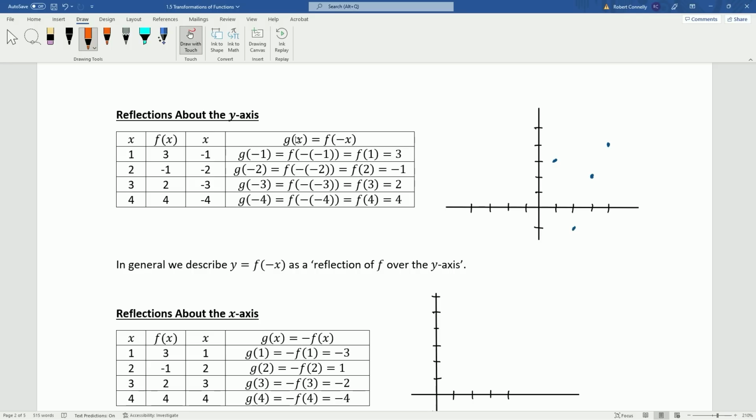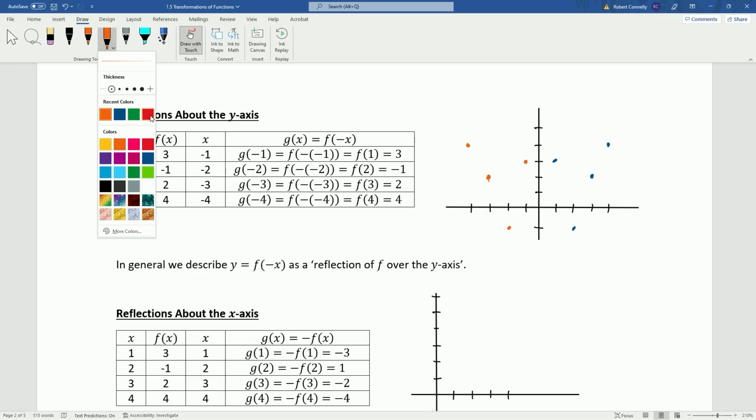So when x is -1, g of -1 is f of 1, which we already know is 3. So for x equal to -1, y equals 3. And then when x is -2, g of -2 is going to give me f of 2, which is -1. And when x is equal to -3, g of -3 is equal to f of 3, which is 2. And g of -4 equals 4.